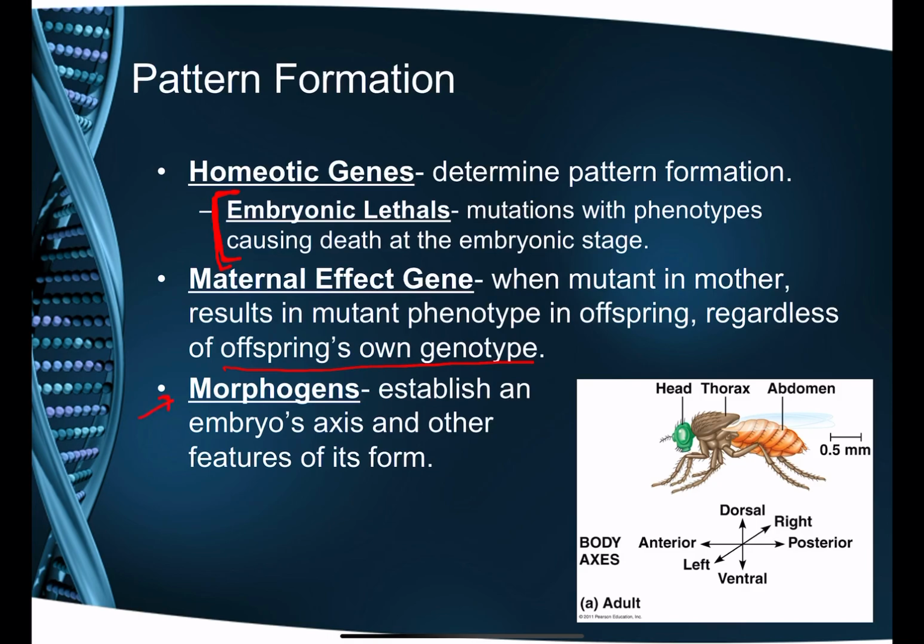And then the last thing I want to talk about here is morphogens. Morphogens help determine the axis. They determine left from right, which end is going to be the head end and which is the tail end, which side is dorsal, the back side, and which is ventral, the belly side. So it helps determine body axes. Mutations in those genes are also going to be embryonic lethal because, again, these are really important genes. Genes for pattern formation are really important. And so that's all I've got for you today, okay?